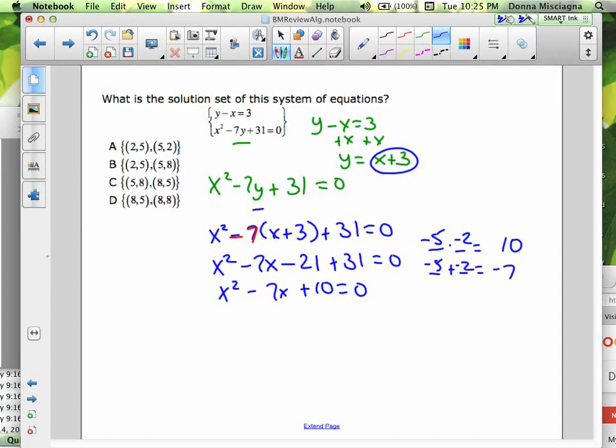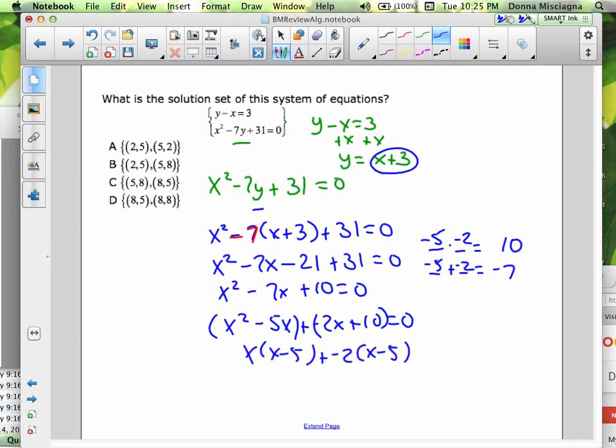So we have x squared minus 5x plus a negative 2x plus 10 equals 0. First two become a group, second two become a group. We'll pull out the x and we have an x minus 5. Pull out the negative 2 and we have x minus 5. So this all factored is x minus 2 and x minus 5. So our two solutions here are x equals 2 and x equals 5.